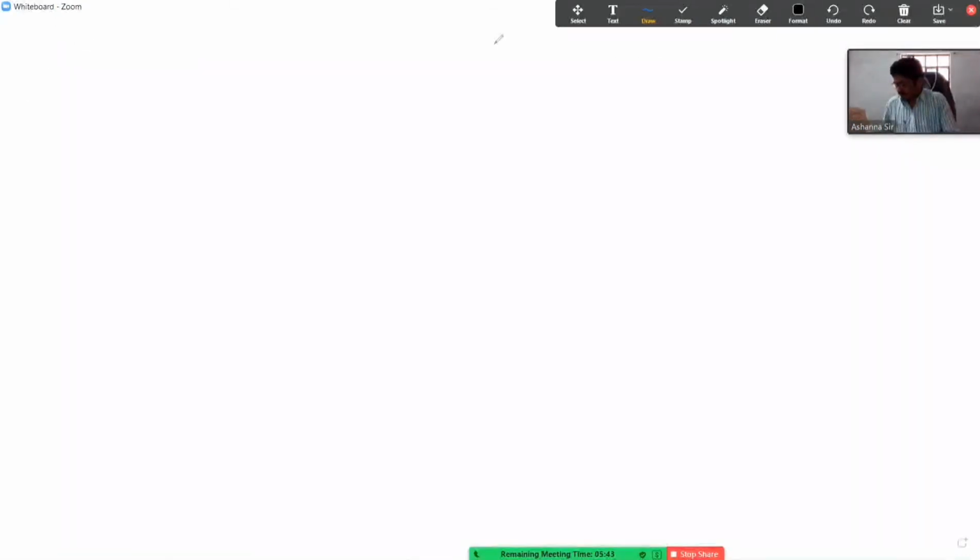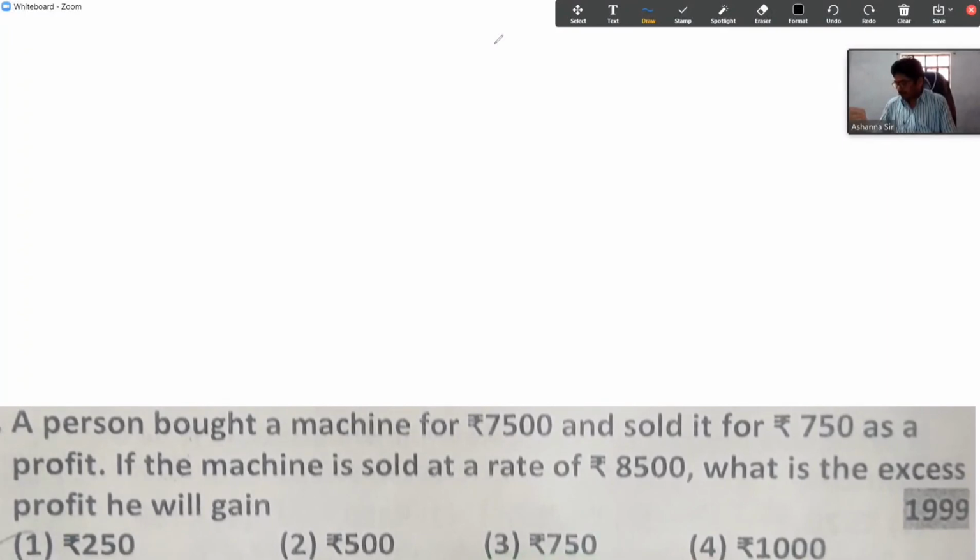Next question number 15. A person bought a machine for 7,500 rupees and sold it for 750 as a profit. If the machine is sold at a rate of 8,500, what is the excess profit you will get?